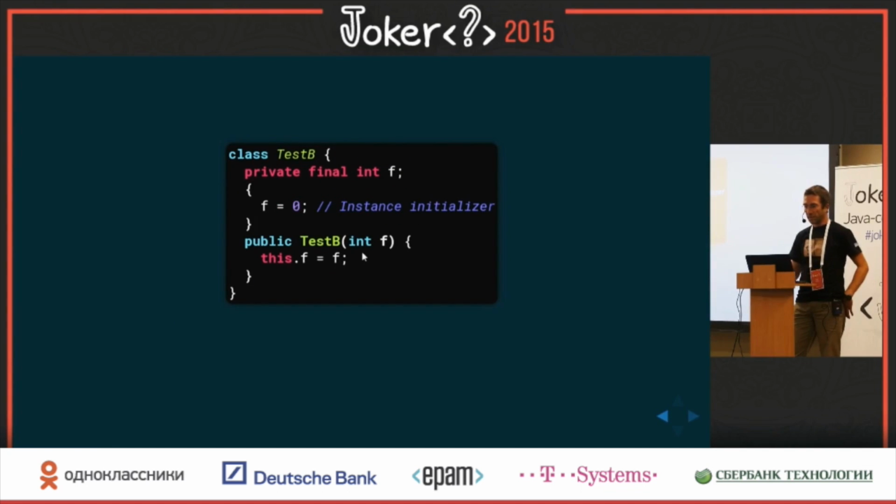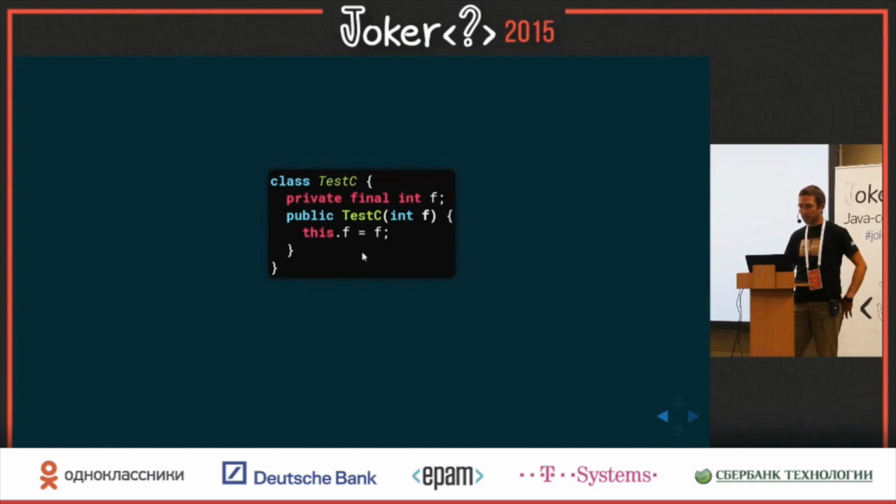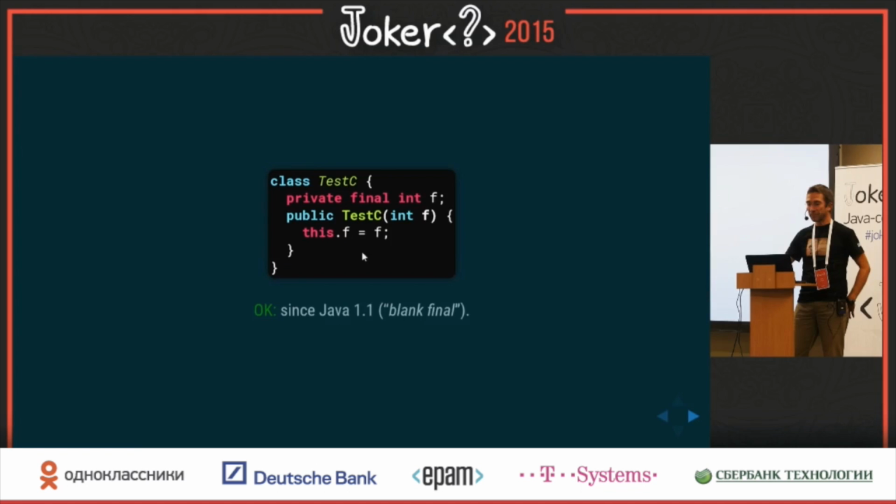Again, the same thing here. We have an instance initializer here, but we have 2 initializations, one here and one here, so the compiler will complain that the variable is assigned a second time. So since Java 1.1, we can use so-called blank final fields. We can write them empty in the declaration, and later on in the constructor we can initialize them. That's perfectly fine since Java 1.1.